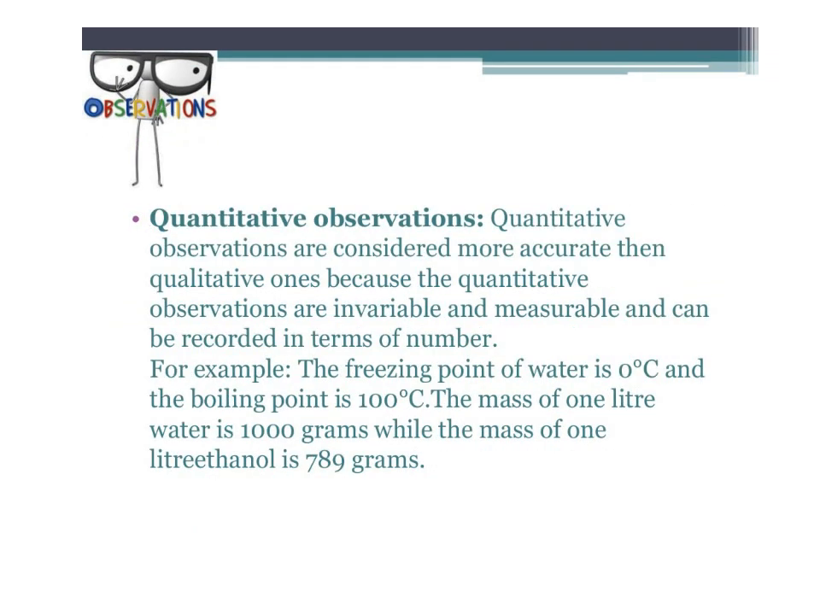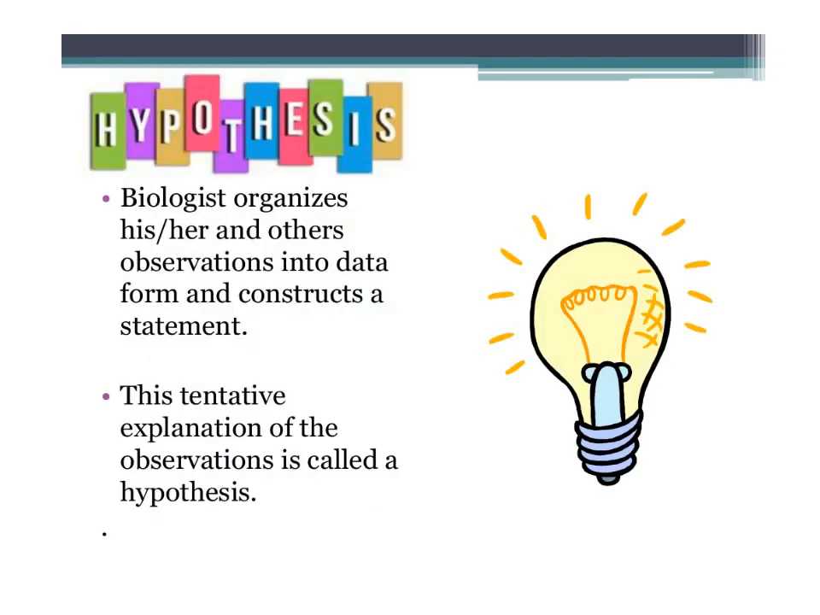Then quantitative observations. Quantitative observations are considered more accurate than qualitative because quantitative observations are invariable and measurable and can be recorded in terms of numbers. For example, the freezing point of water is 0 Celsius and the boiling point is 100 Celsius. The mass of 1 liter of water is 1000 grams while the mass of 1 liter of ethanol is 789 grams.